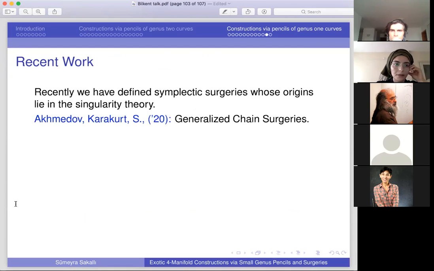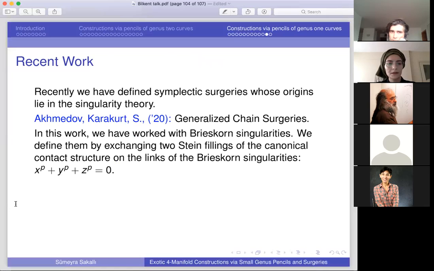And I want to close with another advertisement. It is another work. Recently, we defined some symplectic surgeries, and their origins lie in the singularity theory. It is joint with Akhmedov and Karakurt, and we call them generalized chain surgeries. And in our work, we use singularity theory and contact topology, symplectic topology, of course. There are many things, and I have 3 minutes, and I cannot define them.